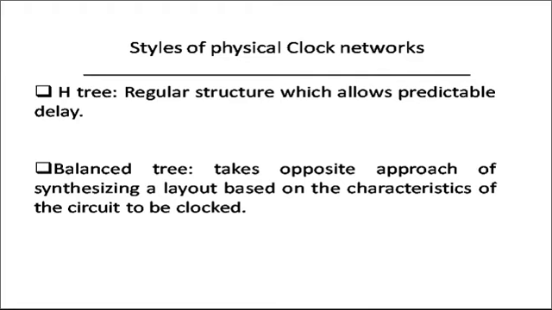Now, there are two styles of physical clock networks. Physical clock networks means the network that is actually built on a chip whenever you want to distribute a clock, and these techniques are the H tree and the balanced tree. In the next video we will see what is the H tree and what is the balanced tree.